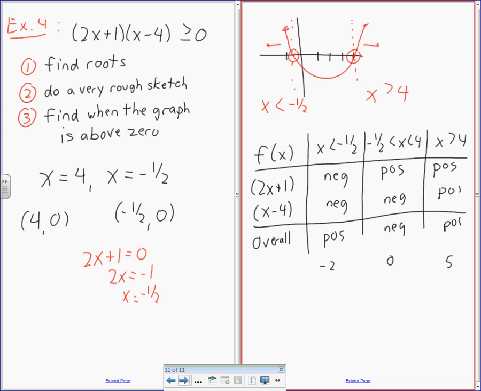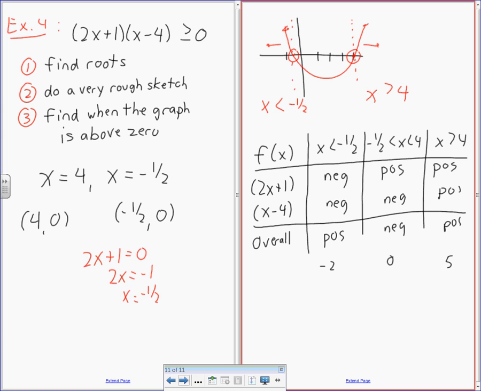Okay. Do you get the logic on what happened there? So if you don't like the interval chart, ignore it. But the 1, 2, and 3: find the roots. Okay. Do a very rough sketch. The sketch is horribly rough. All right, and then finally find when the graph is above 0. Okay, it's above 0 because this says greater than 0. If this would have said less than 0, your answer would have been between negative 1/2 and positive 4.